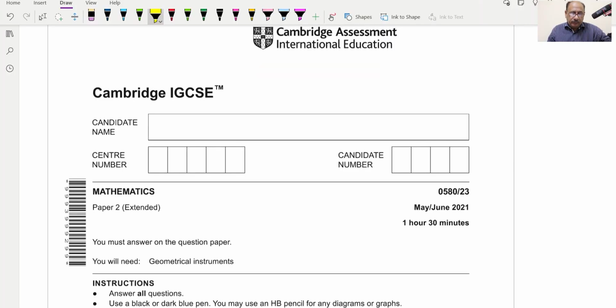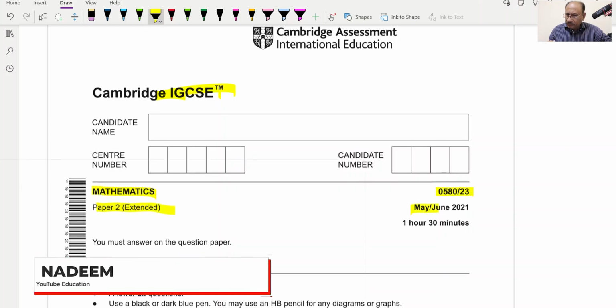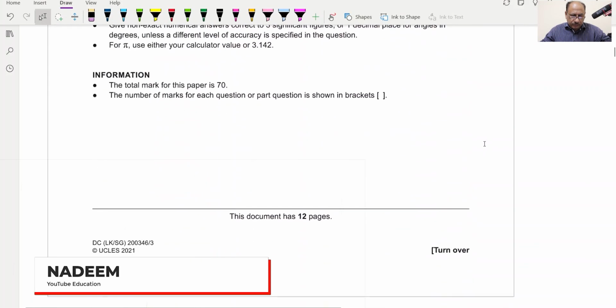Hello everyone, today we'll be going through IGCSE Mathematics Paper 2 Extended 0580/23 May/June 2021. Let us move to question number 1.